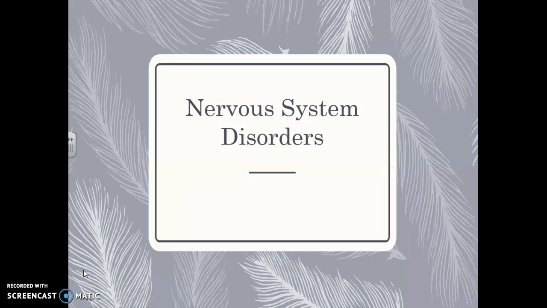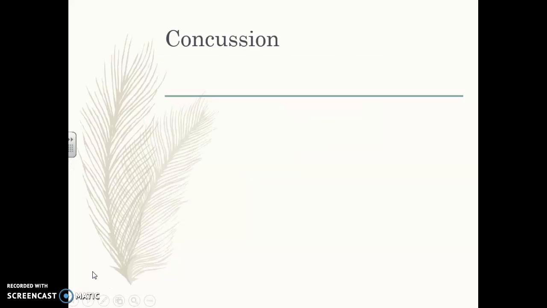So what could possibly go wrong? Nervous system disorders. Our first disorder we're going to talk about is a concussion.